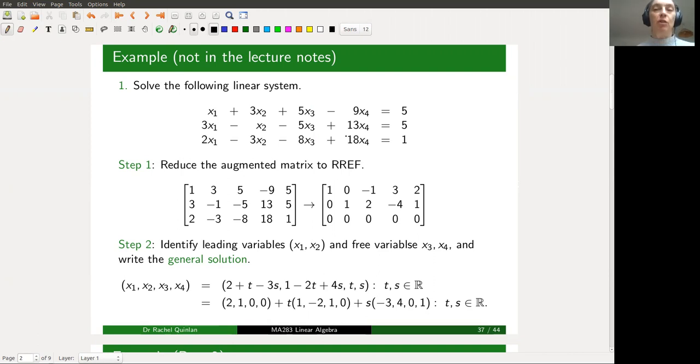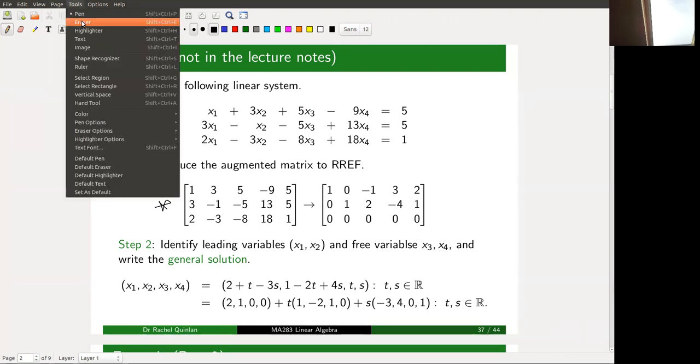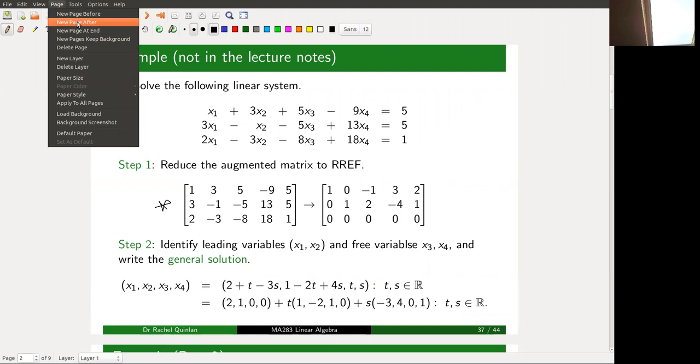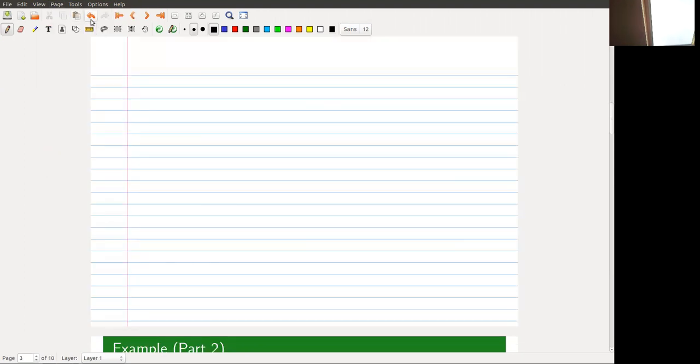Okay, so the strategy, as usual, is to reduce the augmented matrix to reduced row echelon form. I have skipped the details of that in the slide here. In case anybody wants them, let's include them. So here's the augmented matrix. And to reduce it to reduced row echelon form, we'll just add a page and go through those steps one more time in our lectures.